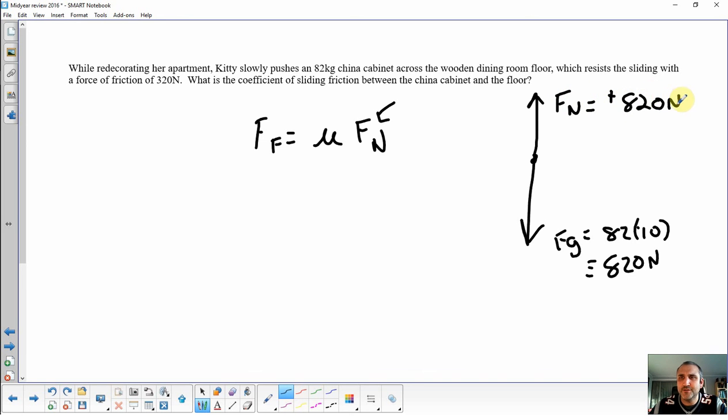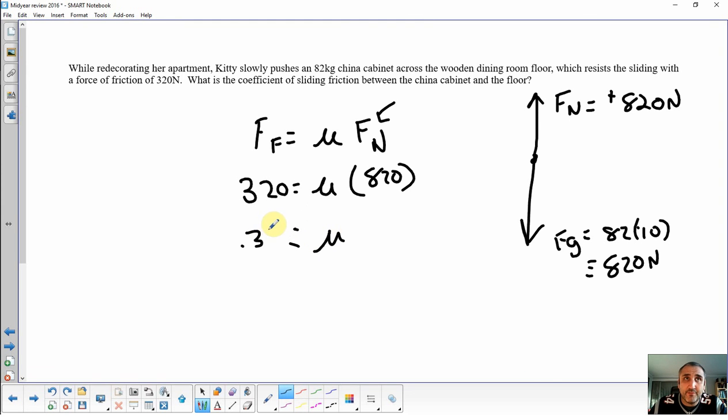820 newtons. So Ff, which we tell you is 320, equals mu times the normal force, 820. 320 divided by 820 is going to be a mu of 0.39.